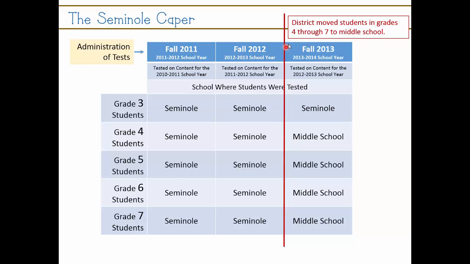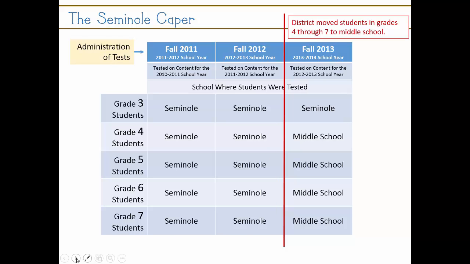Now, at the beginning of the 2013-2014 school year, our district moved grades 4, 5, 6, and 7 from Seminole over to the middle school. Okay, another piece to this concept. The district moved students in grades 4 through 7 over to the middle school. Remember, the students took the test in fall 2013 at the middle school, even though they learned the curriculum at Seminole the year before.